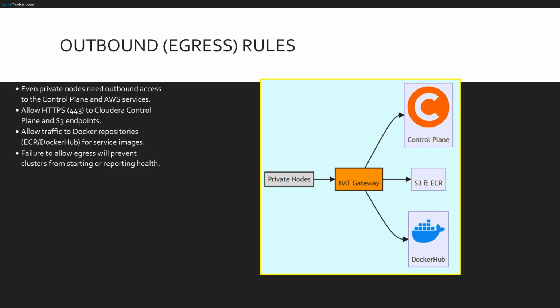This diagram tracks the egress path. Traffic originates from the private nodes on the left and flows through the NAT gateway. From there, it fans out to 3 critical destinations: the Cloudera control plane for management signals, AWS services like S3 and ECR for infrastructure, and Docker Hub for container images. All these paths must be open for a healthy cluster.